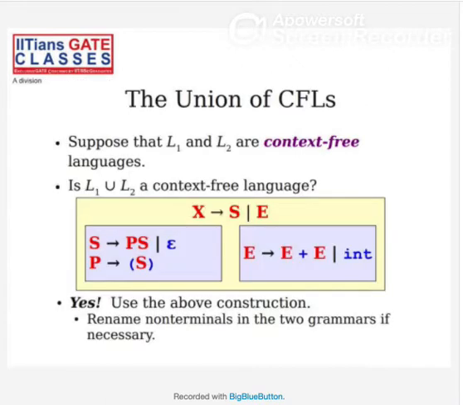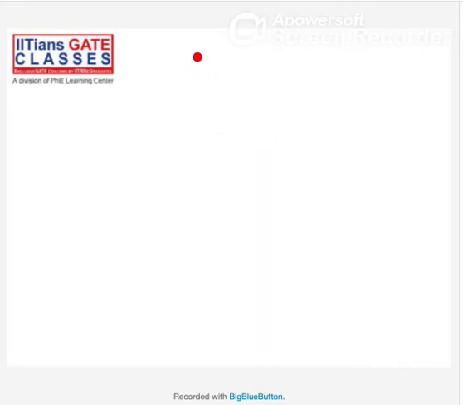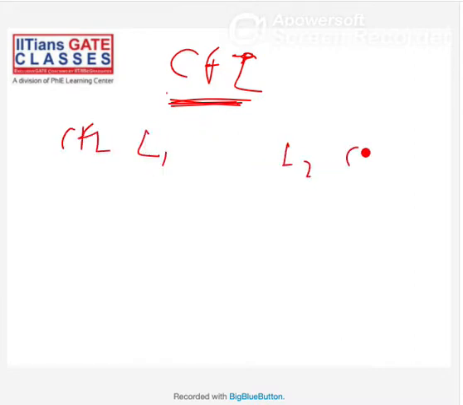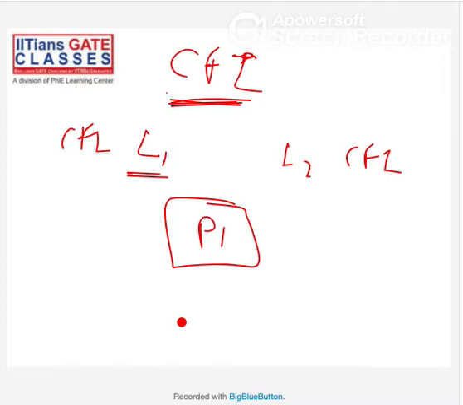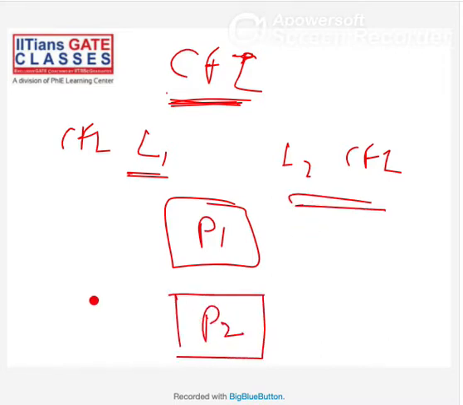So the first operation that we will see today is union. CFLs are closed under the union operation. You can prove it very easily, by using a PDA. Let's assume L1 is a CFL and L2 is a CFL. Because L1 is a CFL, you have a PDA for it, let's call it PDA P1. Because L2 is also a CFL, you have a PDA for L2 also.